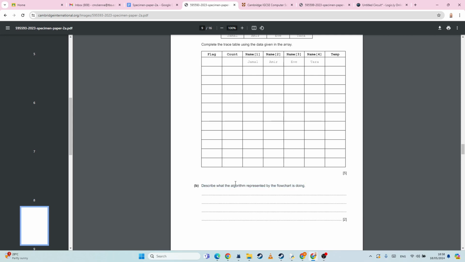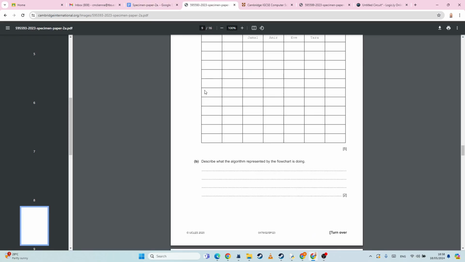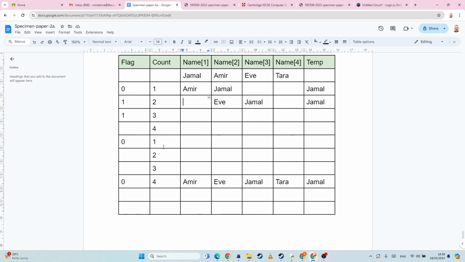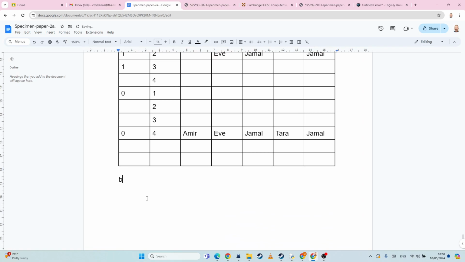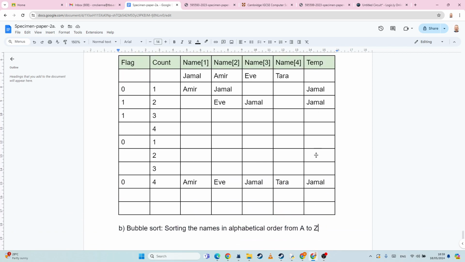So to describe what the algorithm represented by the flowchart is doing, our answer to B is going to be bubble sort, sorting the names in alphabetical order from A to Z. Or Z to A, depending on... I can't remember from British or American anymore. I've given up. Been abroad too long.